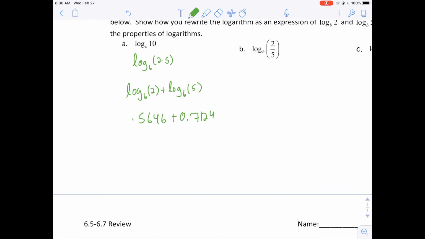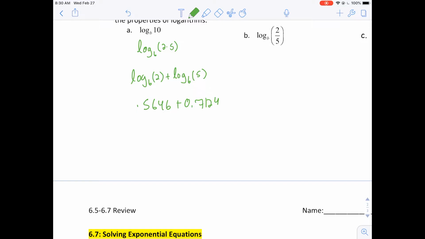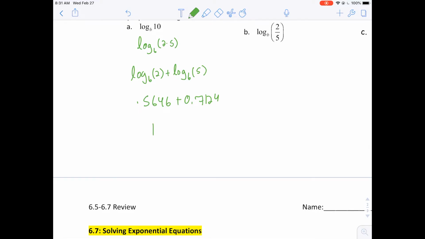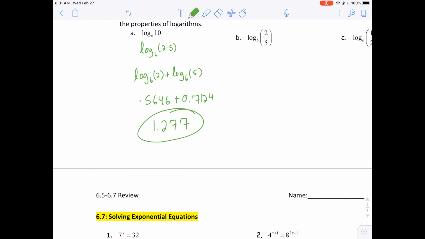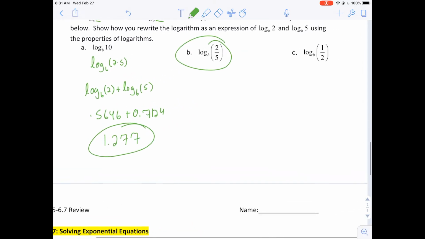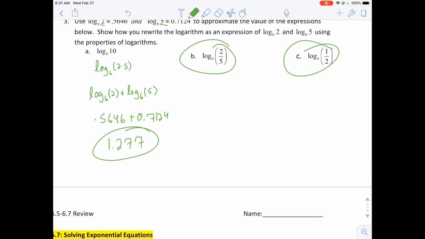I'll just do it on my calculator right here. Hold on. 0.5646 plus 0.7124. So 1.277. Boom. Okay, so same idea here. Just use your properties of logs for both of these as you're going forward.